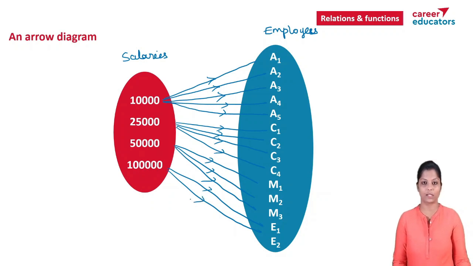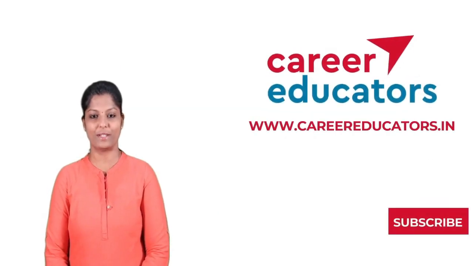Now we have expressed this relation by arrow diagram. That's all, we have completed this problem. That's all, we have completed exercise 1.2.